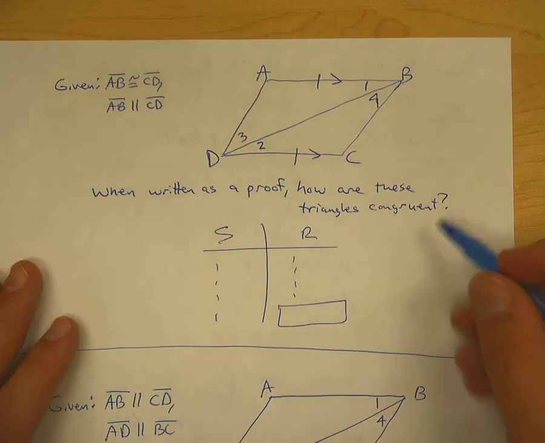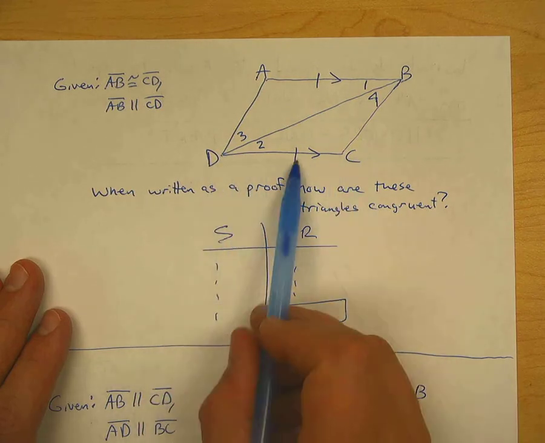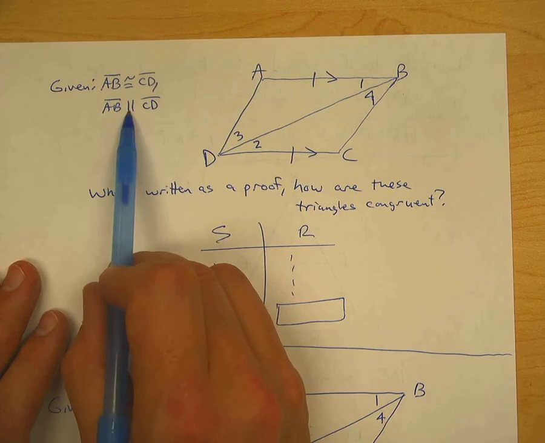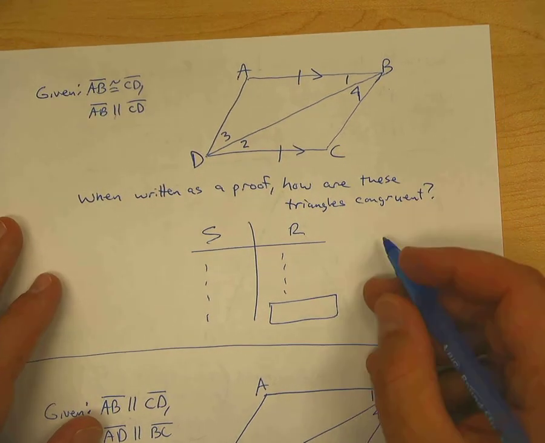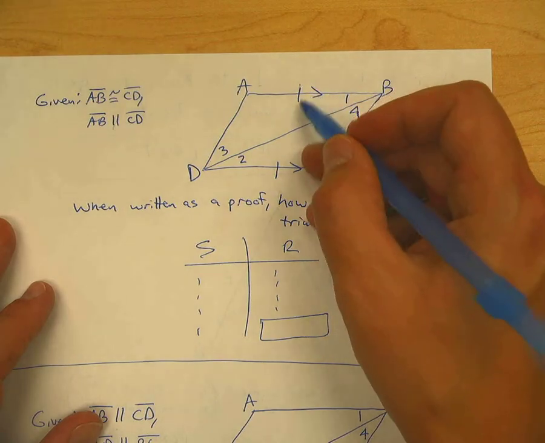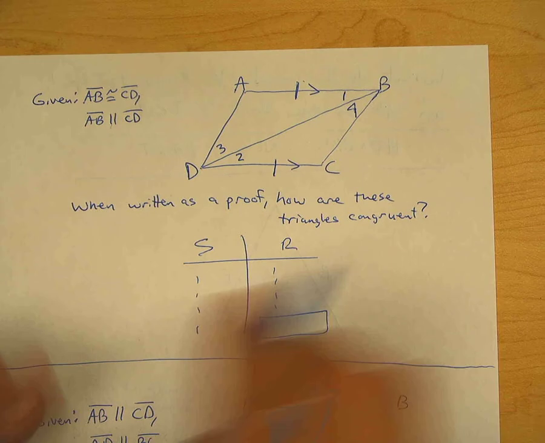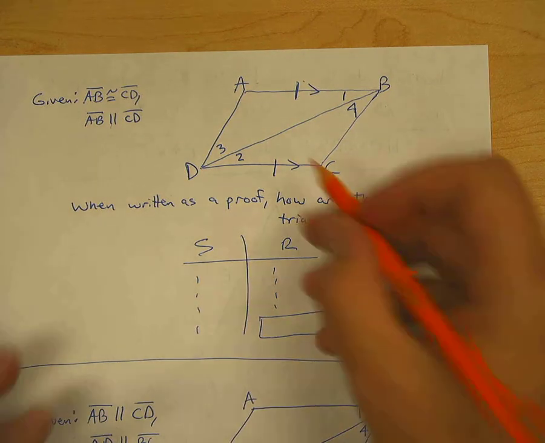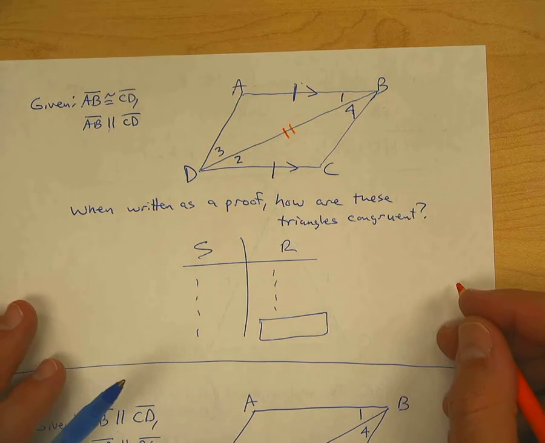So it tells us that AB is congruent to CD. And tells us AB is parallel to CD. Well, I know that since these sides are congruent, I marked them as congruent. I also know that the side in the middle is congruent by the reflexive property, right?